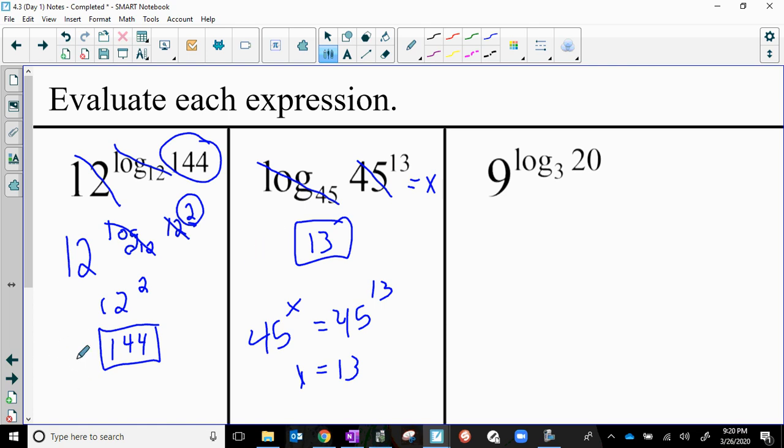Now, you cannot cancel these. The reason why you can't cancel these is because the base is not the same. So the only way you can cancel them is if the base is the same. And you can't cancel them if you try to put a number in front of a log, so be careful. So let's start off with trying to change this into a base of 3. So 9 is 3 squared.